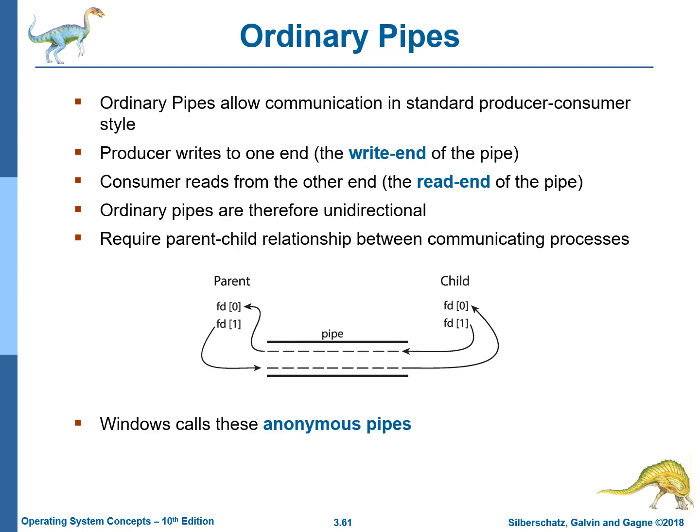Ordinary pipes. Ordinary pipes allow communication in standard producer-consumer style. The producer writes to one end, the write end of the pipe. The consumer reads from the other end, the read end of the pipe, and ordinary pipes are therefore unidirectional. It requires a parent-child relationship between communicating processes. And Windows calls these anonymous pipes.